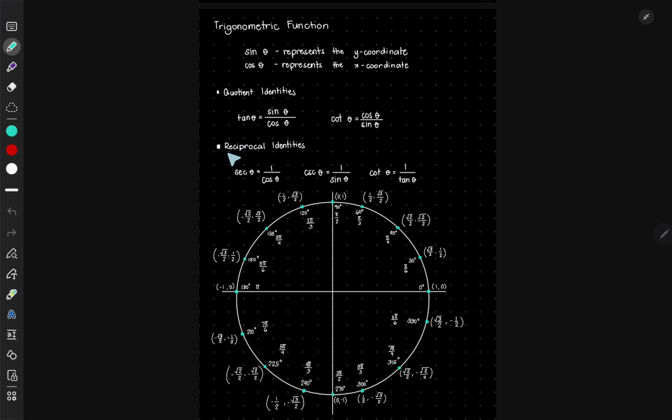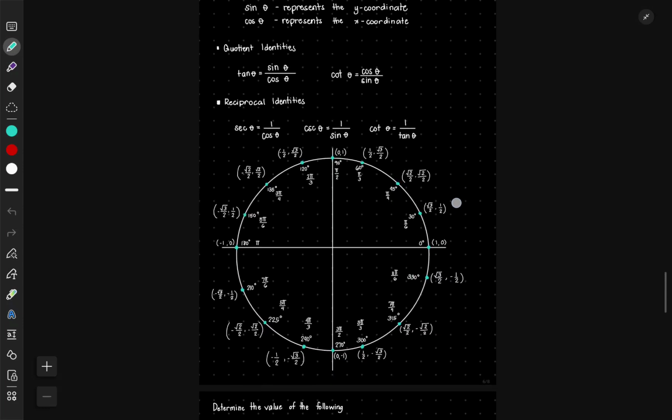And yung dalawang huli na trigonometric functions, we have the secant and also the cosecant, where your secant is equal to 1 over cosine, and yung cosecant naman is 1 over sine theta. Yung cotangent dito is only the reciprocal ng ating tangent. So, this is from the reciprocal identities.